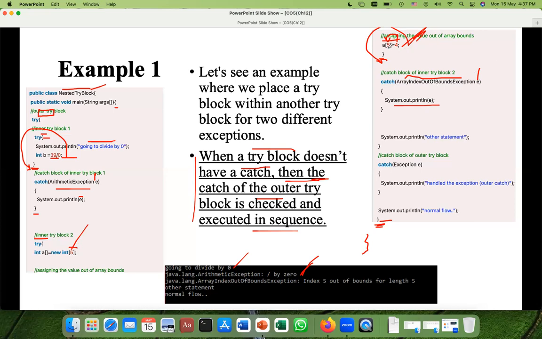And what is that index? 5. So that 5 will be printed. A message like that will be printed: java.lang.ArrayIndexOutOfBoundsException: Index 5 out of bounds for length 5. Due to this system.out.println, you are seeing that output. Now the control is here, after the catch block. And after that, there is only one other statement, which will be printed on the screen, as you can see here.